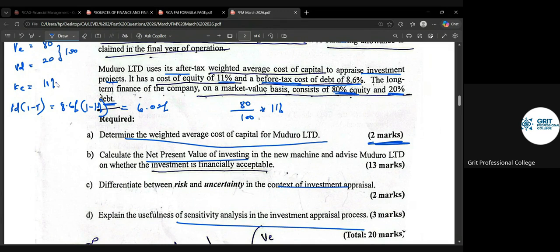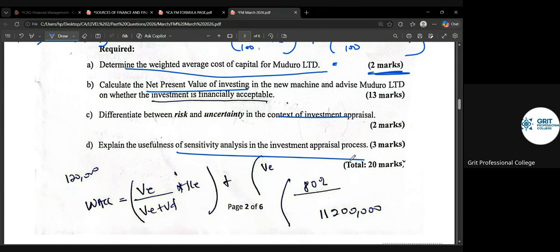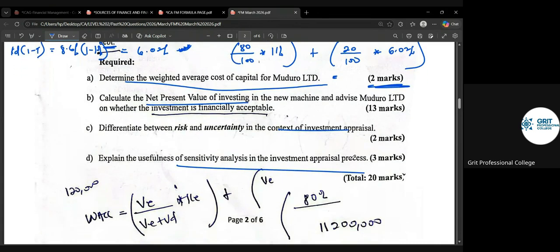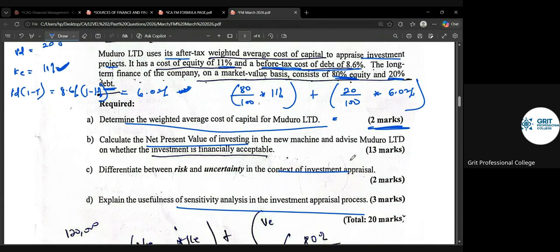And again, you can see 11%, 6.02. You can see cost of equity is higher than the cost of debt, right? Okay. So this plus 20 over 100 by 6.02%. And that'll give us how much? What's the WACC?